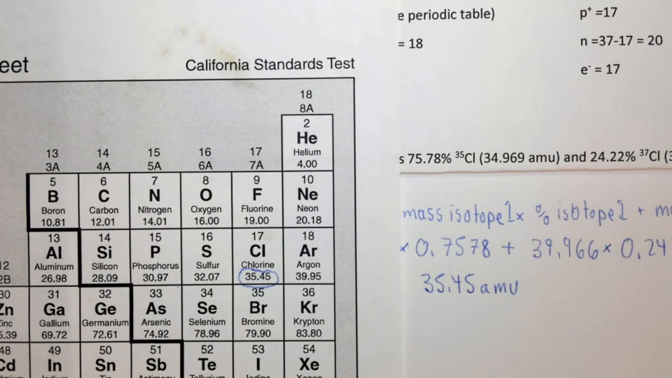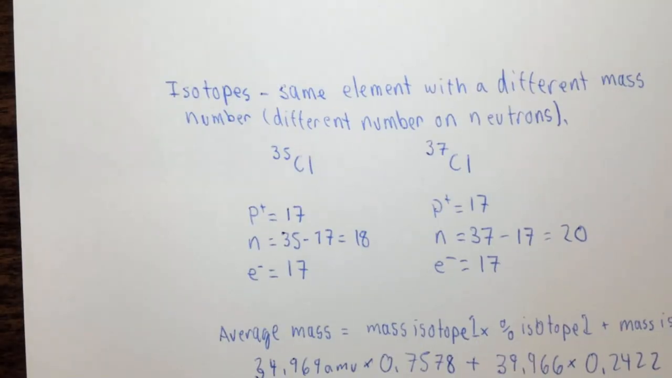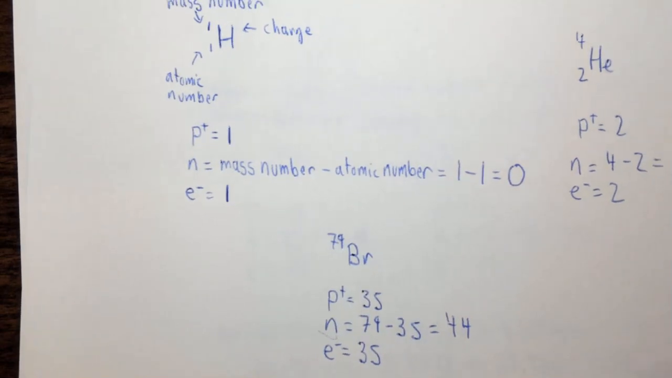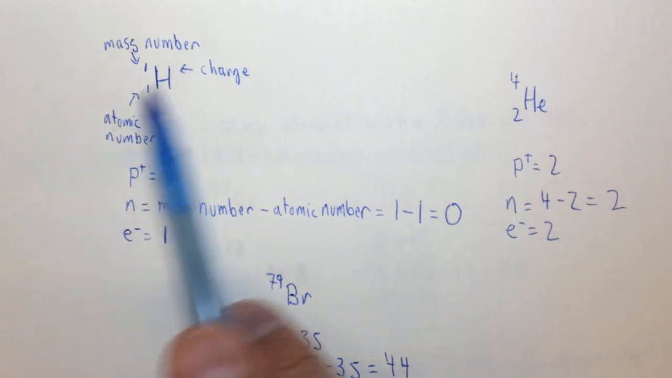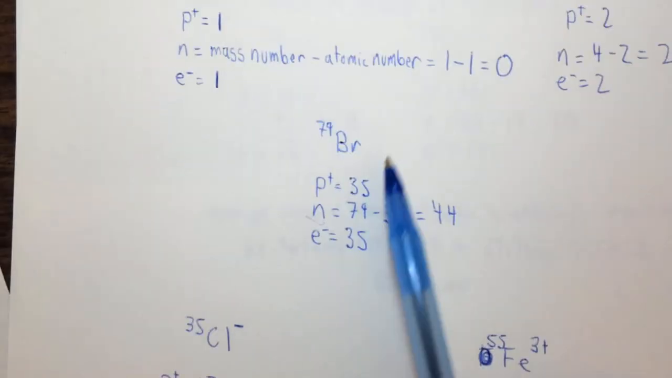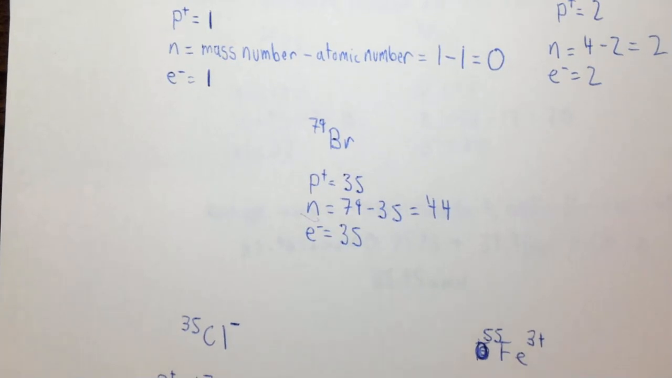So in this section, what we covered was subatomic particles. We learned that protons define the element, and that each element, like helium, has 2 protons, oxygen has 8, and sulfur has 16. We looked at element nomenclature, and we learned that there are several pieces of information, such as the mass number, the atomic number, and the charge. We learned how to figure out how many protons, neutrons, and electrons are in atoms and ions.